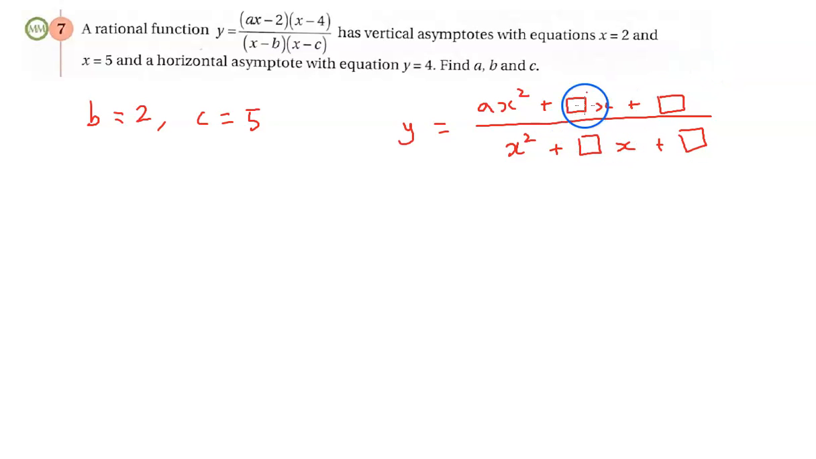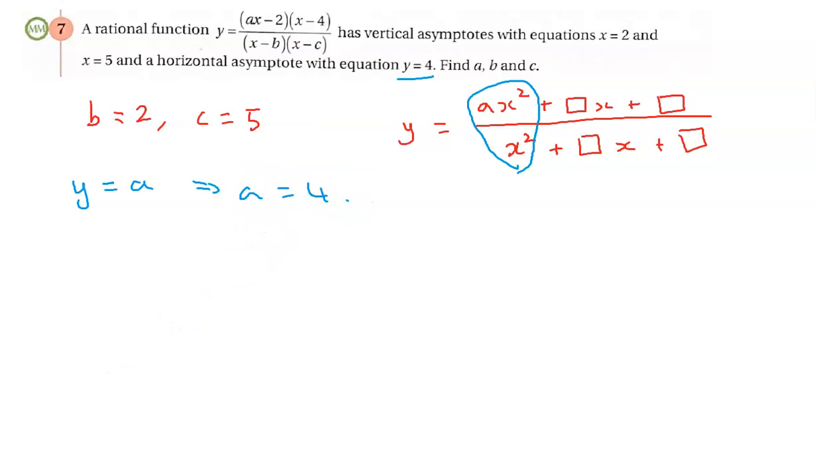And the reason why I say who cares is because when we're looking at the horizontal asymptote for a polynomial of degree 2 divided by a polynomial of degree 2, we only care about this part. The equation of the horizontal asymptote is going to be y equals a divided by the coefficient of x squared on the bottom, which is 1. So the horizontal asymptote is y equals a, which implies that a equals 4.